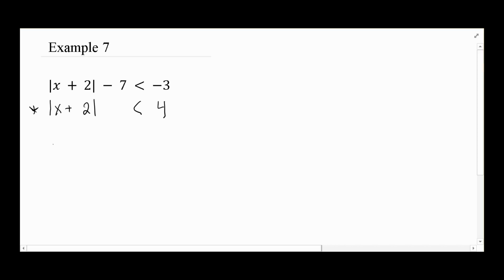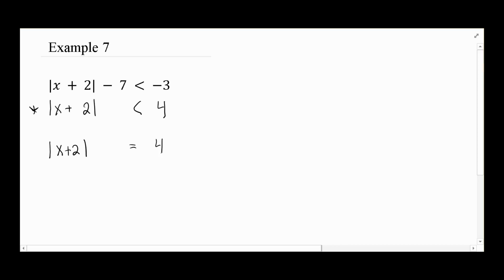Step 1, pretend like this is an equation. So if I pretend like it's an equation, it becomes equals 4. Once I've done that, and please write this step out, because one of the things I see often is people jumping right to breaking this up into 2 separate equations, and we can't do that. We can't do that until we go through all the steps.